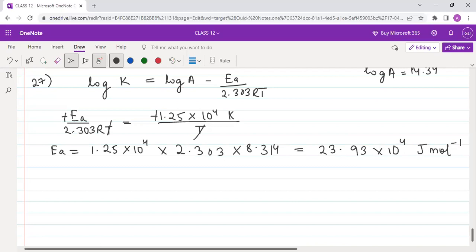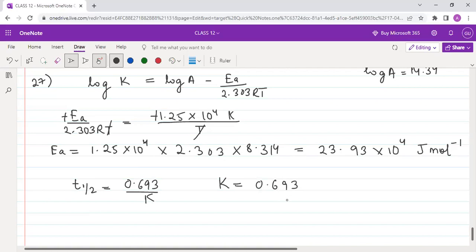Then in the second part, it was also asking to calculate the activation energy for this reaction, which we have calculated. And at what temperature will its half-life be 256 minutes? It is mentioned that this is a first order reaction. What is the formula of T half? T half is 0.693 by K.